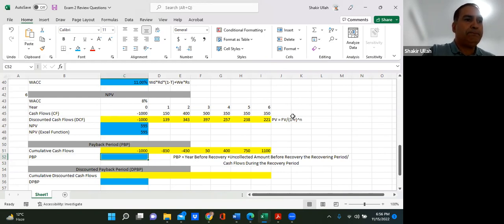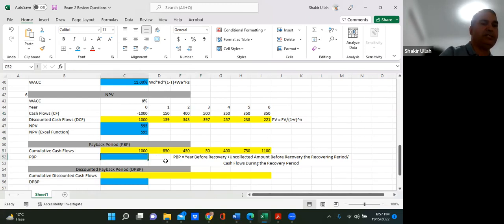We use the year before recovery. And you can see in this year 2, we're still negative. So this is the year before recovery. And year 3 is the recovery period, right? So the year before recovery, which is year number 2, plus the uncollected amount before the recovery period. So this 450 is still unrecovered before the recovery period. And then we divide that by the cash flows during the recovery period. How much is the cash flow during the recovery period? Remember, the recovery period is year 3, so that is 500. We divide it by 500.